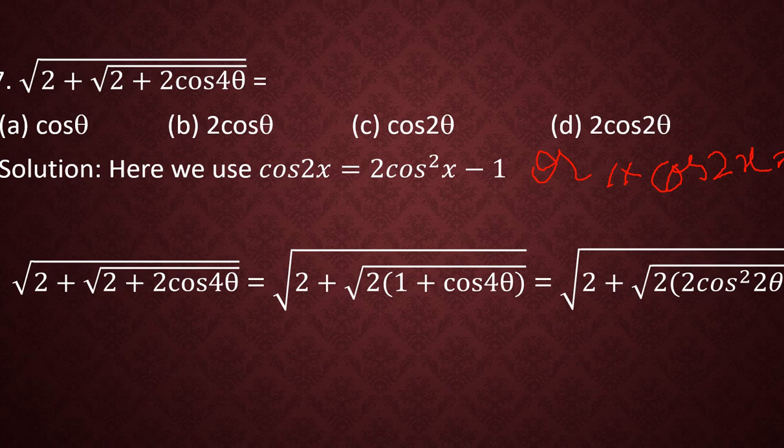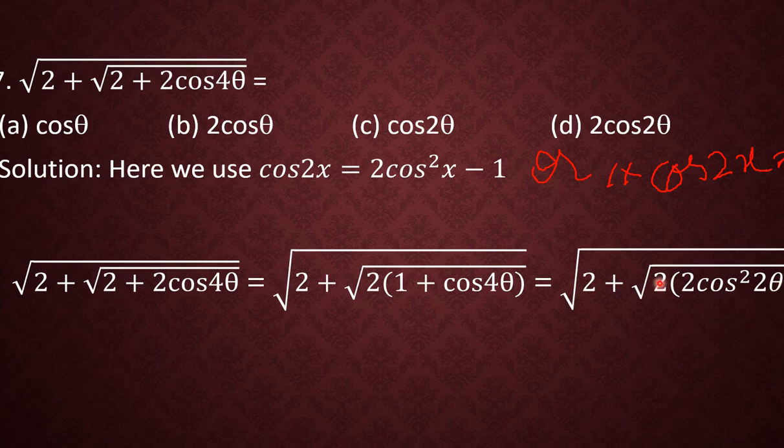Here from these two I'll remove 2 outside. From these two, if I remove 2 outside, then you'll get 1 plus cos 4 theta. So 1 plus cos 2x is equal to 2 cos square x. Therefore 1 plus cos 4 theta is nothing but 2 cos square 2 theta. In place of x we have to write 2 theta here. Therefore 2 cos square 2 theta.